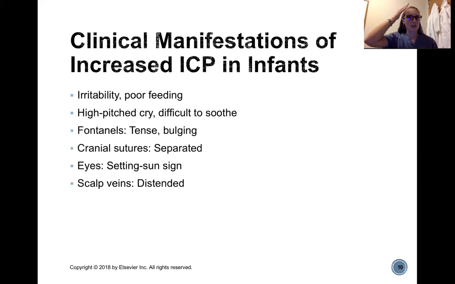And those of you who have gotten to feel baby's head, you know, sometimes they're overlapping at birth, and sometimes there's a little bit of separation. But if you have the separation of the sutures along with the bulging fontanelles, that's going to be an indication of intracranial pressure. And then we're going to look at the eyes and the veins on the scalp as well. Luckily, most of these little ones are bald, so we can see those veins pretty well.